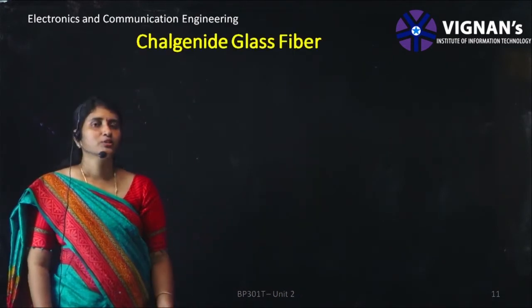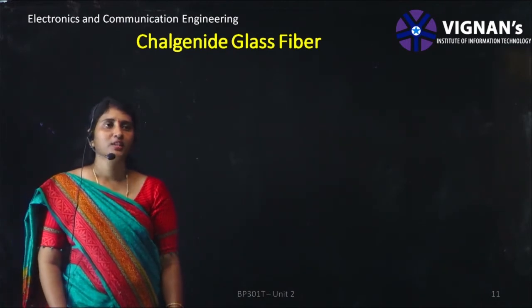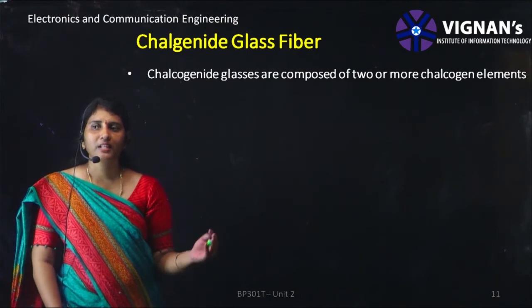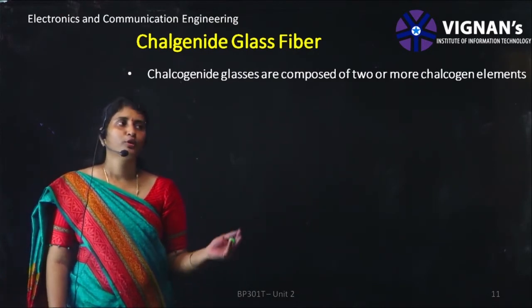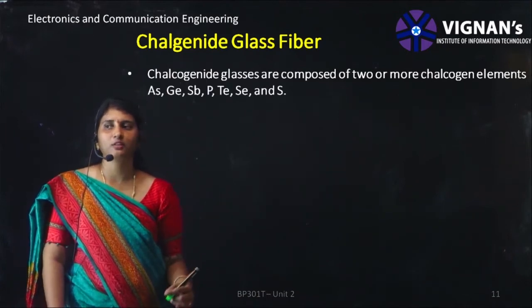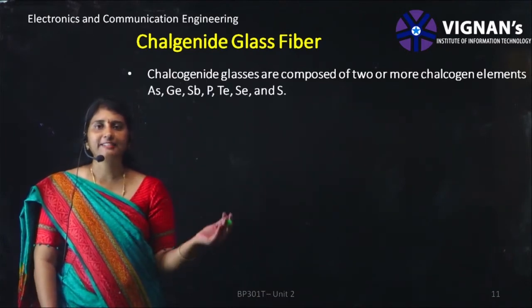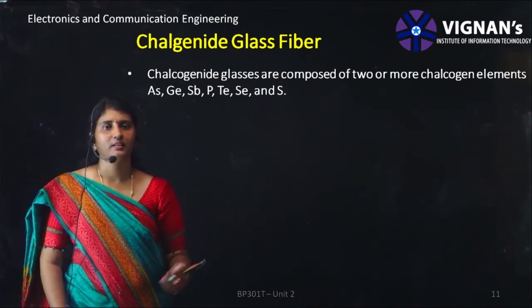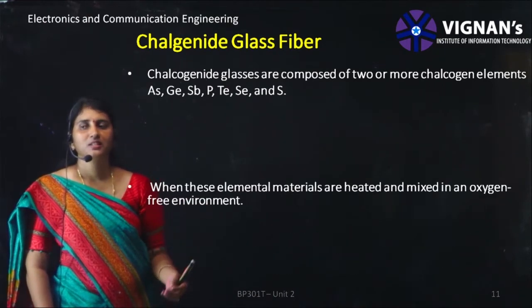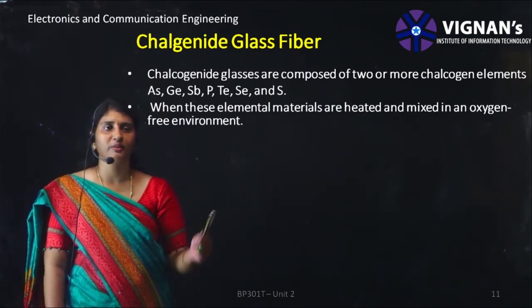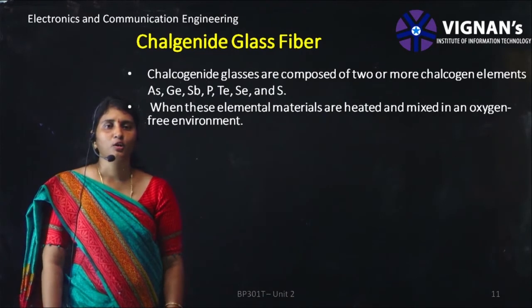Next one is chalcogenide glass fibers. Chalcogenide glass fibers are also rarely used, and these are composed of 2 or more chalcogen elements. Chalcogen elements in the sense As, Ge, Sb, phosphorus, Te, Se and selenium and sulfur. These are the materials generally used, and 2 or 3 combinations of these materials will be combined to form a chalcogen compound.